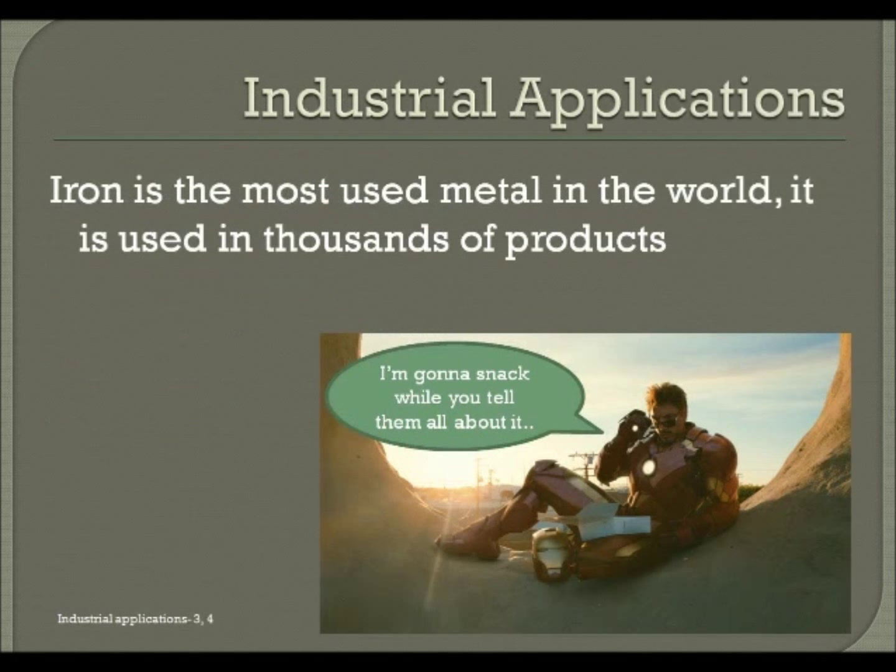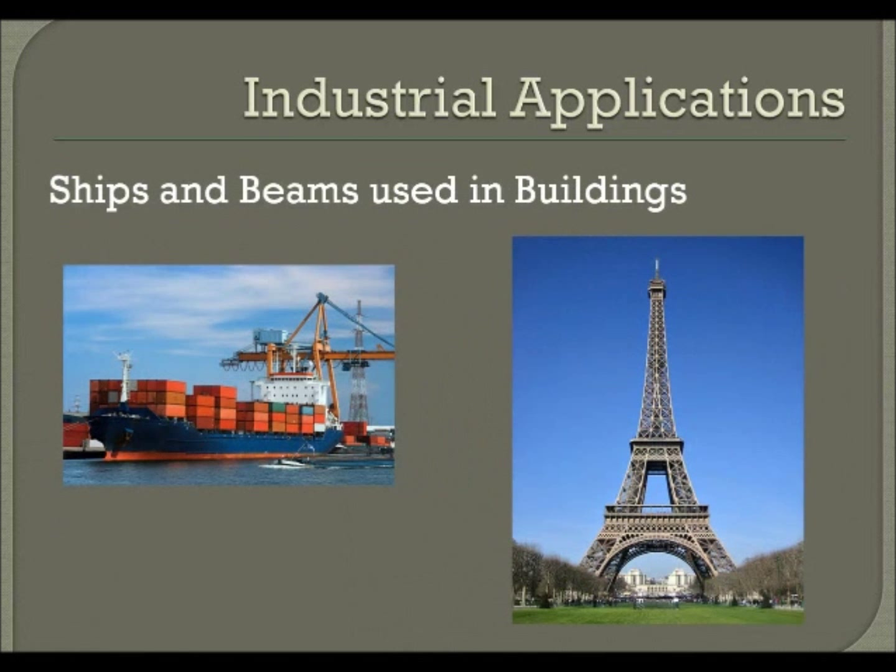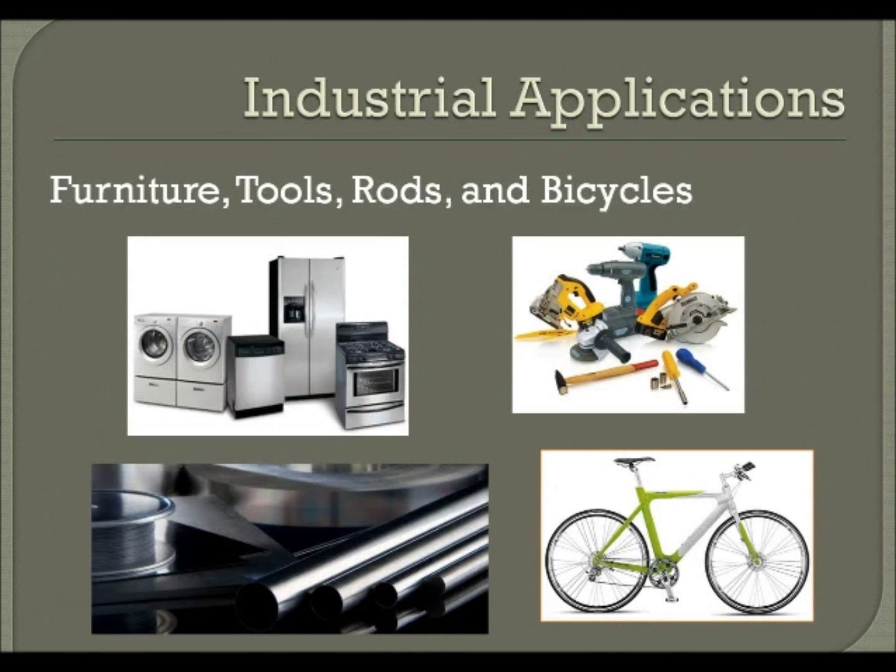Industrial applications. Iron is the most used metal in the world. Before use, pure iron must first be extracted from iron ores, and then it is used to make steel. Steel is used to make thousands of other products including automobiles, locomotives, ships, beams used in buildings, furniture, paper clips, tools, reinforcing rods for concrete, and bicycles.